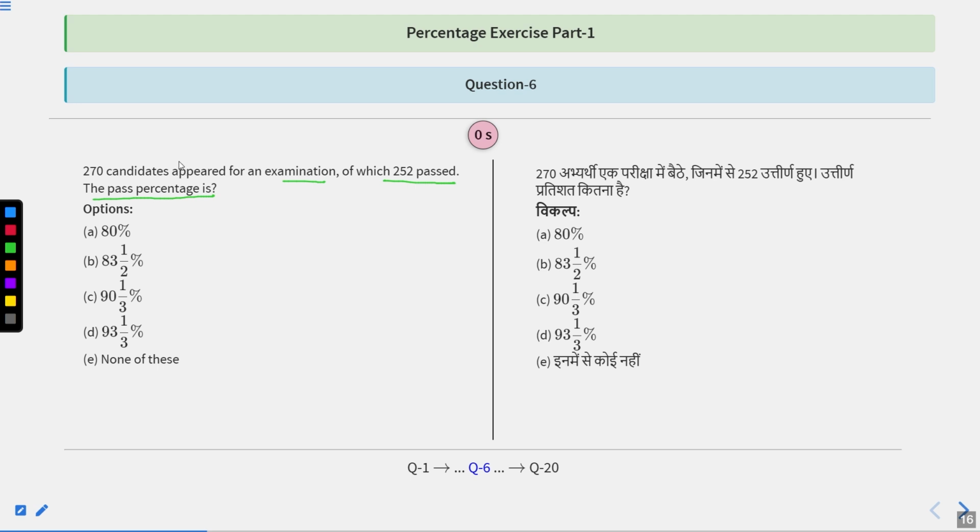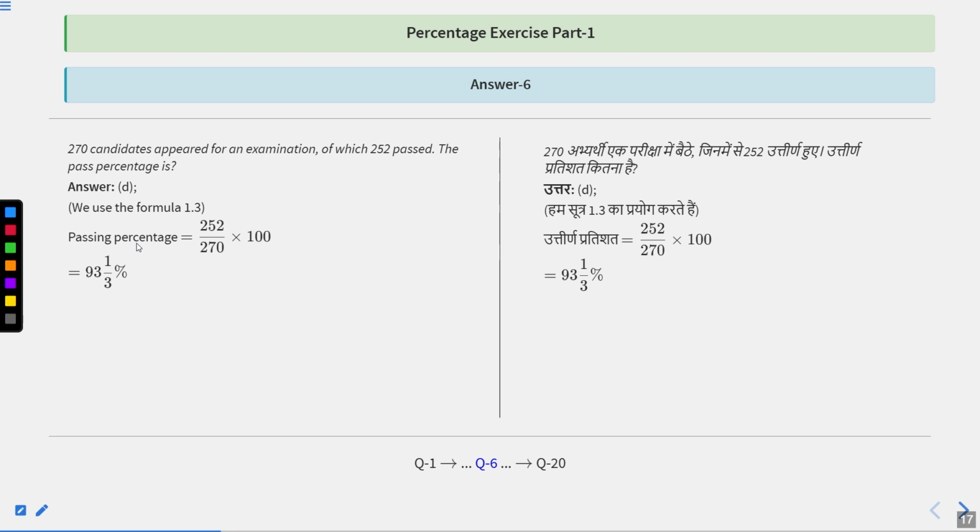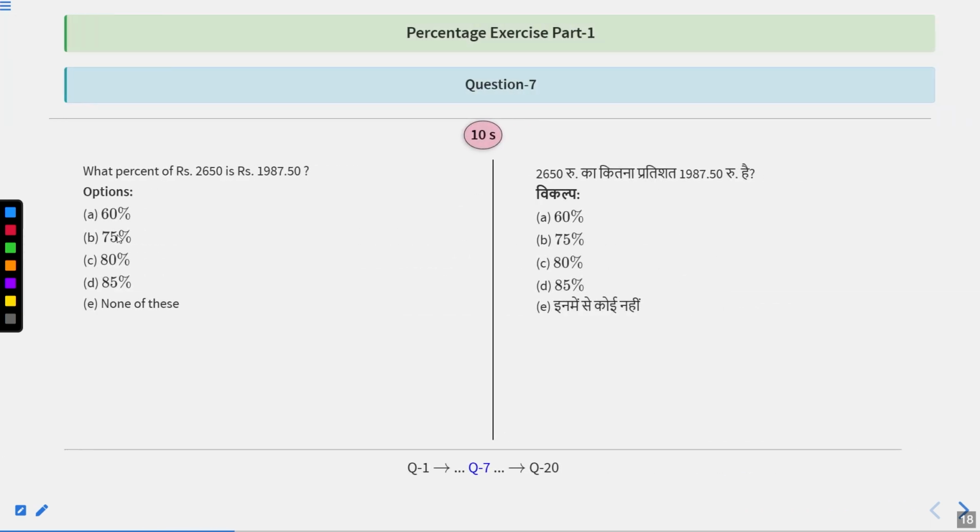Now we will see the solution of this question. The question says that 252 candidates passed out of 270 candidates. So we use formula 1.3, in which 252 upon 270 multiplied by 100, and the answer will be 93 and 1 by 3%. Correct? Good. Next question. What percent of 2650 is rupees 1987.50? You have 5 options. Your time starts now. Try to solve it.